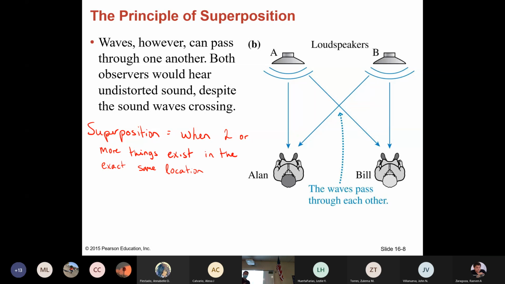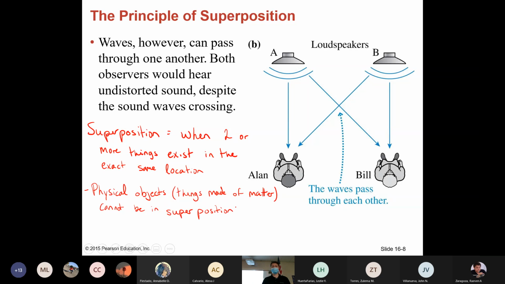So physical objects, things made of matter, cannot be in superposition. So that's the next note. Physical objects, things made of matter. I'm putting that as a parenthetical. Cannot be in superposition.